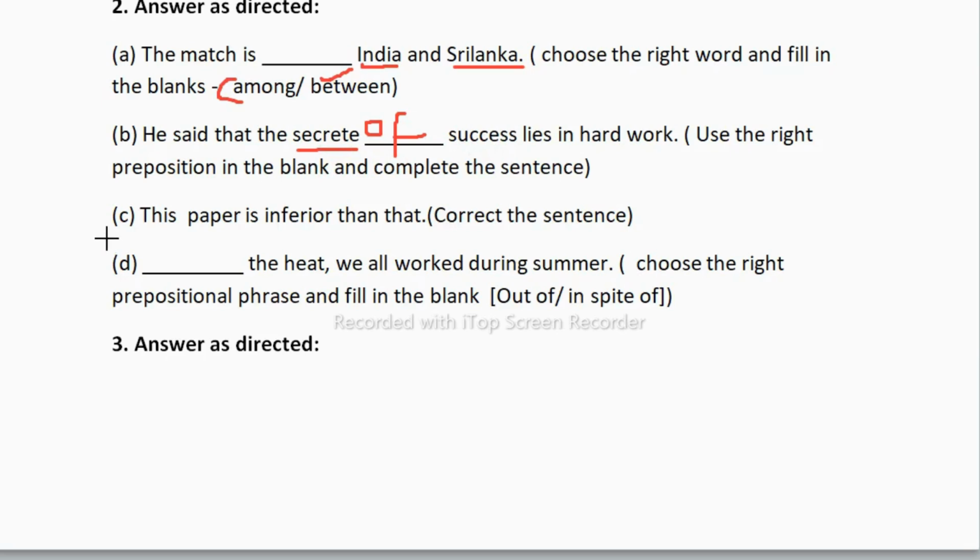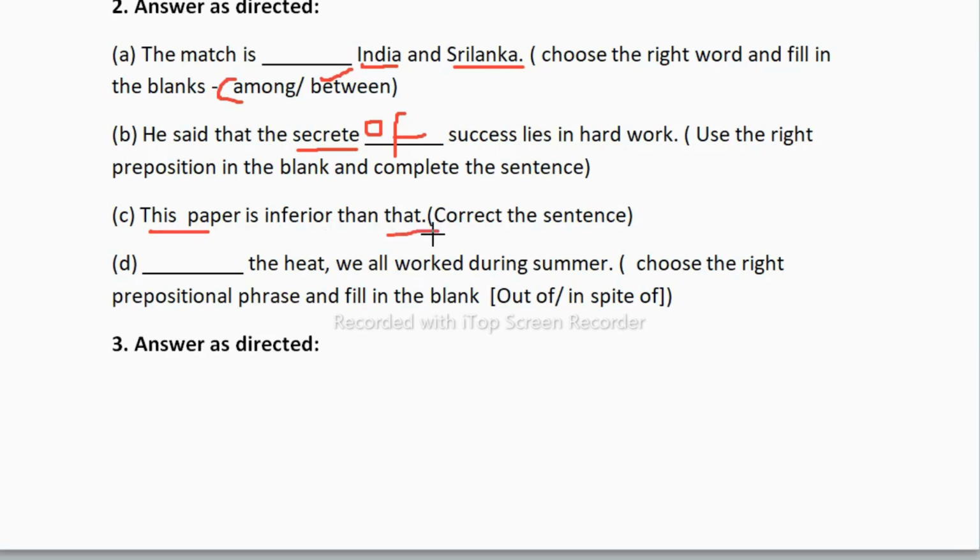Now let us see the C1. This paper is inferior than that. Now you have to correct this sentence. So here we use than to compare two things, right? But here we are comparing two things here also. This paper is inferior to that, this and that.